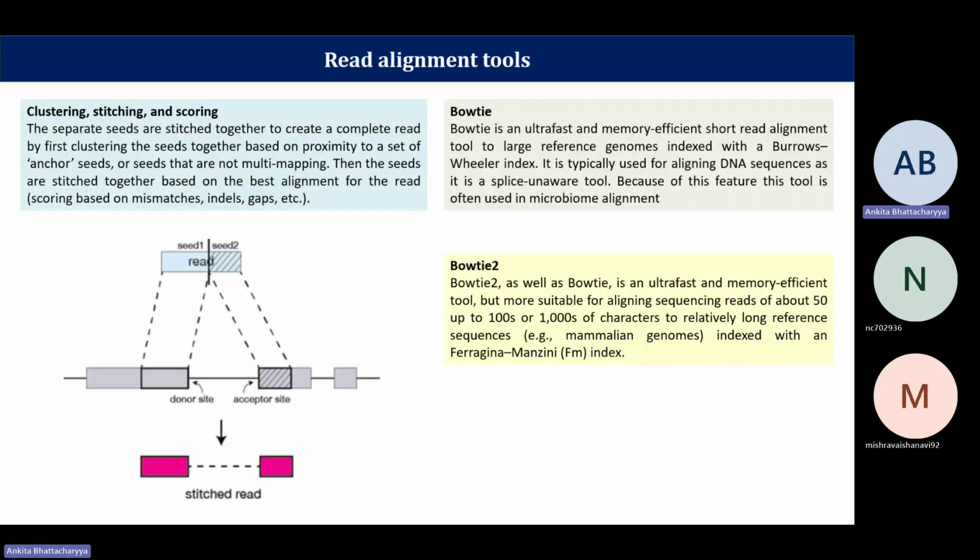So basically, this was how the tool works. And now the information that you get from these individual seeds getting aligned will have to be stitched together so that a complete read can be constructed. So you have these two seed sequences aligning to these regions of the reference genome. And when you stitch them, you will get the complete information. So what it does is it first clusters the seeds together based on proximity to a set of anchor seeds. The seeds are then stitched together based on the best alignment for the read.